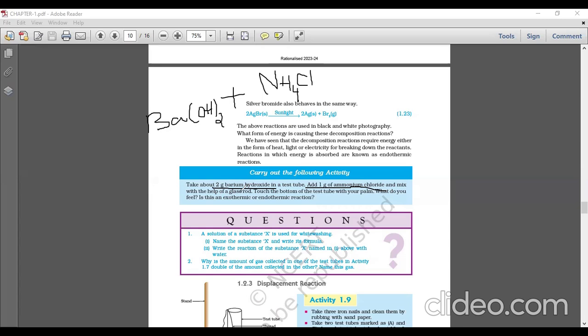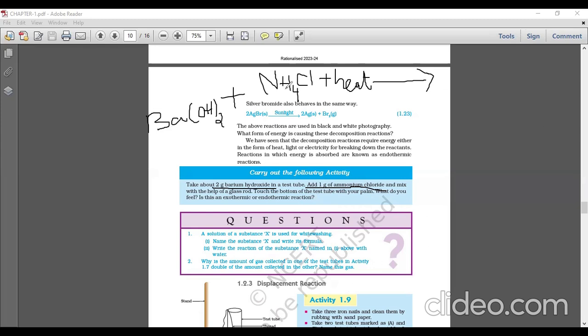So if you do this activity, you'll feel that heat is absorbed. He's saying to touch the test tube with your palm and mix these solutions. So what happens here? It takes the heat energy. If you touch the bottom of the test tube, you will feel coldness. Now let us write the chemical equation for this.